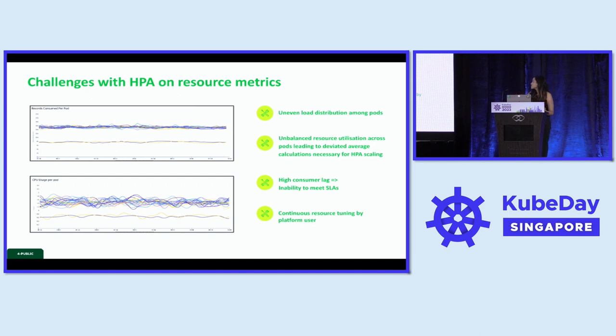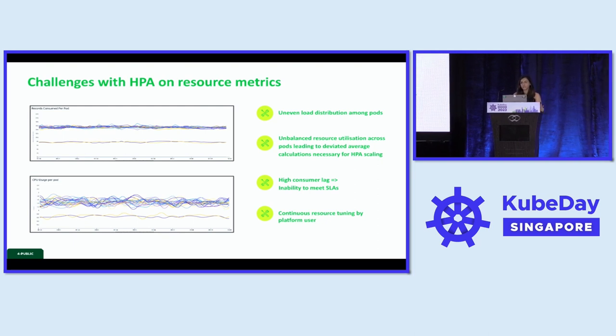So other than these three challenges, another major challenge was the need for continuous resource tuning with HPA. So now we have a fixed resource that we set for each deployment. And what HPA can do is basically scale out to the maximum number of replicas in order to process load. But in scenarios where the organic traffic within the topic was to change, it would require a manual intervention from the user in order to provide the appropriate resources to the deployment.